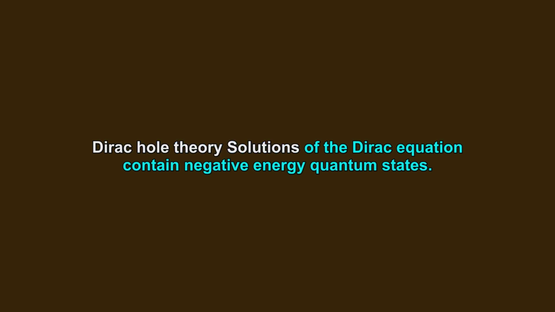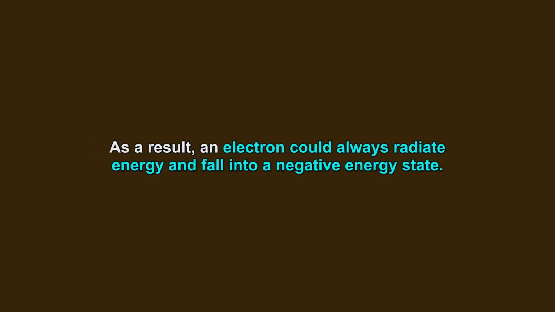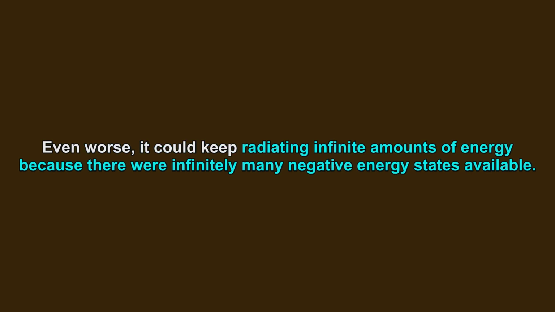Dirac hole theory. Solutions of the Dirac equation contain negative energy quantum states. As a result, an electron could always radiate energy and fall into a negative energy state. Even worse, it could keep radiating infinite amounts of energy because there were infinitely many negative energy states available.